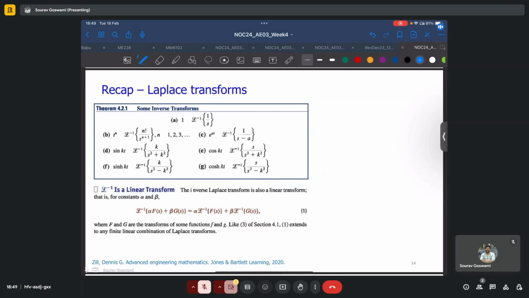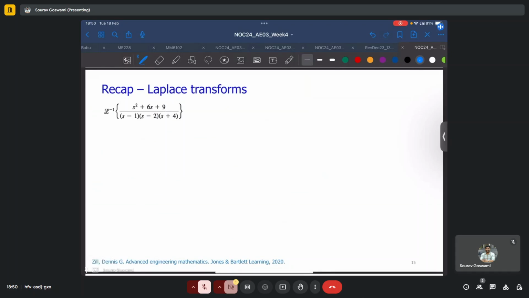For example, the Laplace transform of 1 was 1 by s, so the inverse Laplace transform of 1 by s is 1 as given here. And so for the others. Again, it is very interesting to note that even the inverse Laplace transform is a linear transform. So whatever properties we saw, such as the Laplace transform of alpha f(s) plus beta g(s) equals alpha times the Laplace inverse of f(s) plus beta times the Laplace inverse of g(s).